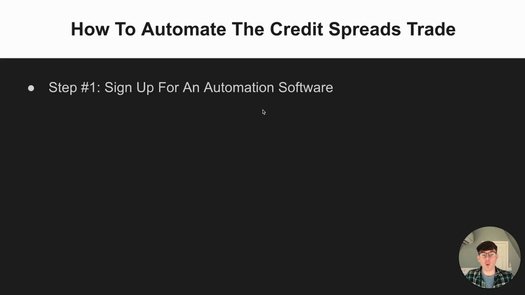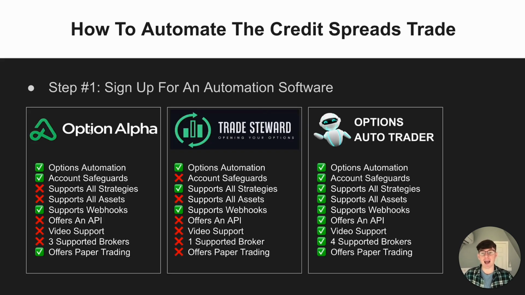So number one, you need to sign up for an automation software. Option Alpha allows for automation around put credit spreads, which is great. It offers paper trading, which makes it great. The only downside here is support is slow if you need help. Also, they don't support all the brokers, and they don't allow futures options, which is the biggest con. So if you want to do futures options, you wouldn't be able to do it on here. But still, if you want to do an SPX or SPY credit spread, you can do this on here.